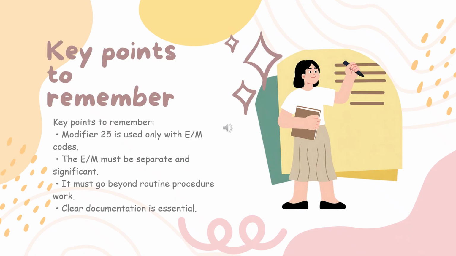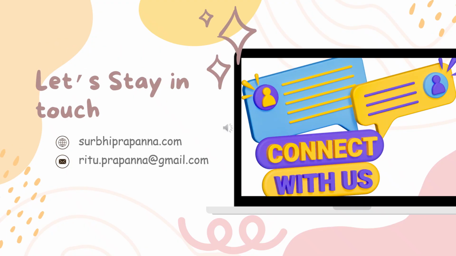So now let's revise the key points to remember. First, modifier 25 is used only with E&M codes. Second, the E&M must be separate and significant. It must go beyond routine procedure work, and clear documentation is essential. Modifier 25 can be a valuable tool when used correctly, but it is also one of the most reviewed and sometimes denied modifiers because of documentation issues or misuse.